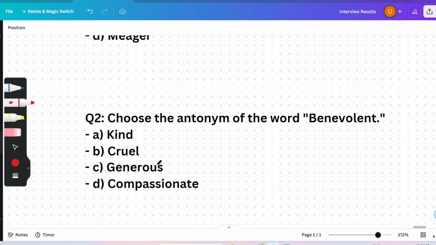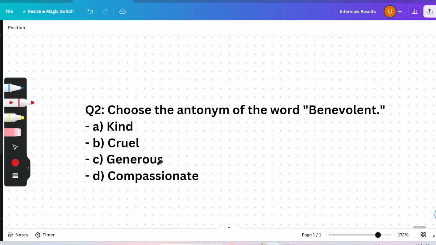So the next question is, choose the antonym of the word benevolent. Basically benevolent means kind, good person, generous, compassionate. So obviously cruel will be the antonym of benevolent.